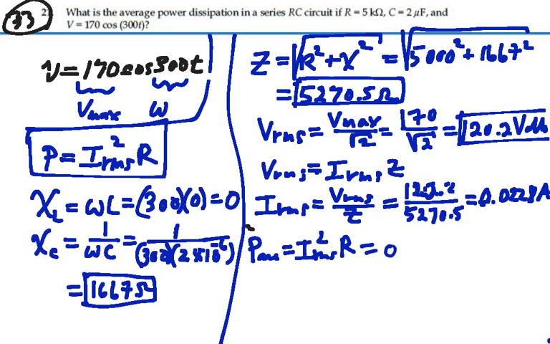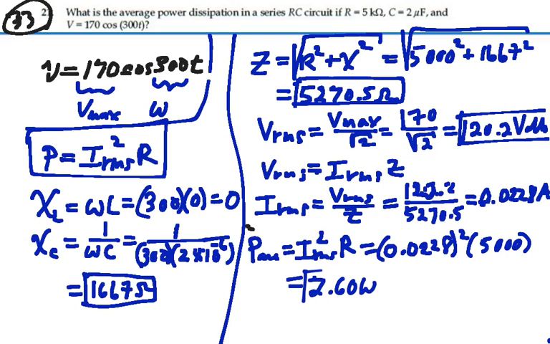So we have our root mean square current, 0.0228, that squared, times the resistance in the circuit, which is 5,000 ohms. And that should give us the power dissipation in this circuit. That is 2.60 watts. So the power dissipated in this circuit is 2.60 watts.